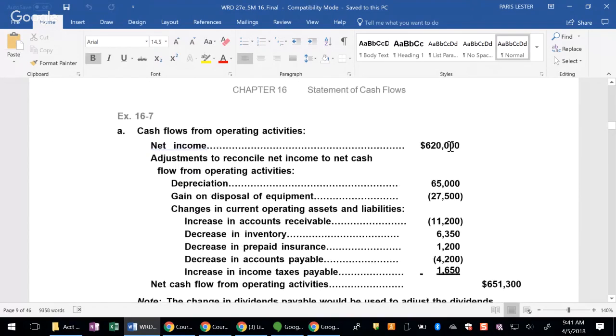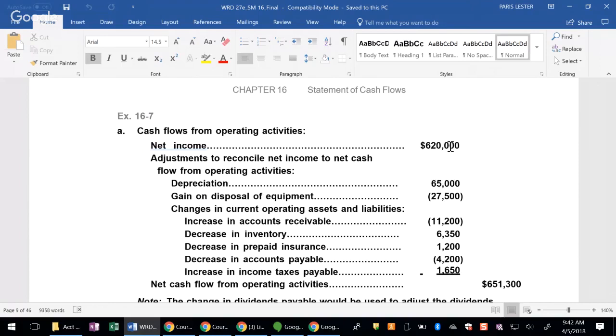Now, the only thing different on exercise 7 here: you take that income, you add depreciation, but what do you do with this gain? Minus. Why? Because it's already up here in net income one time and will be under investment two times. So we've got to take it out one time.